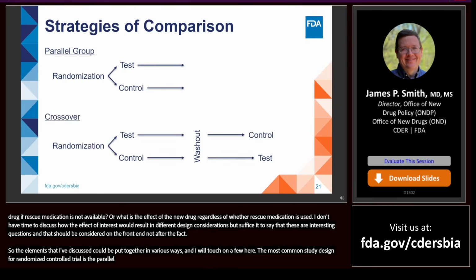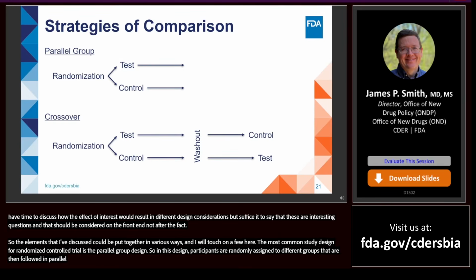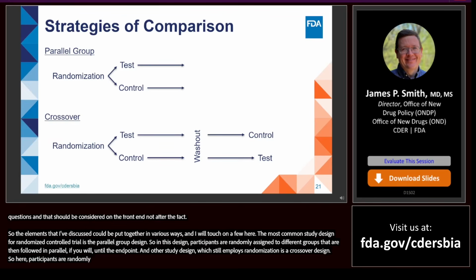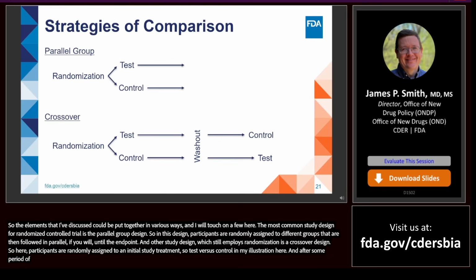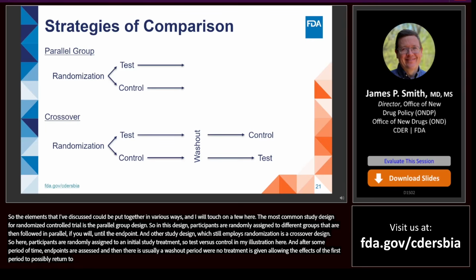Another study design, which still employs randomization, is the crossover design. So here, participants are randomly assigned to an initial study treatment, so test versus control in my illustration here. And after some period of time, endpoints are assessed. And then there's usually a washout period where no treatment is given, allowing the effects of the first period to possibly return to their baseline values. And then within each of the initially randomly assigned groups, each participant then receives the other study treatment for a second period, and the endpoints are assessed again.